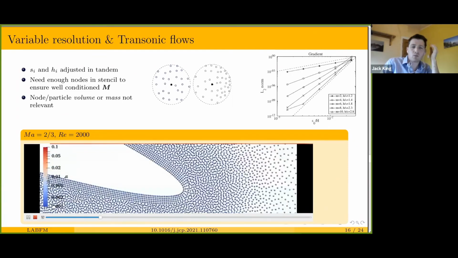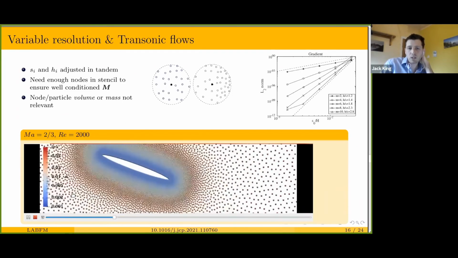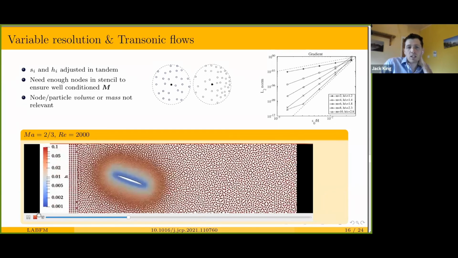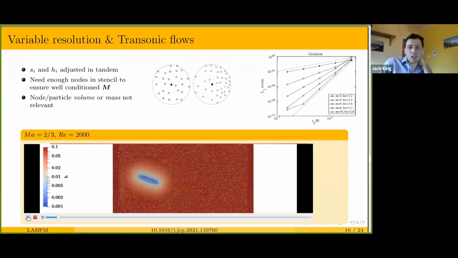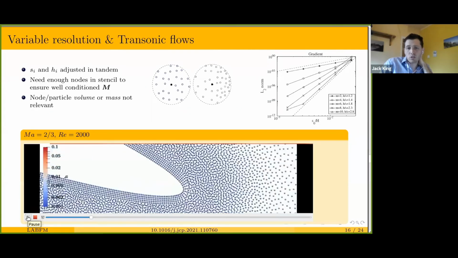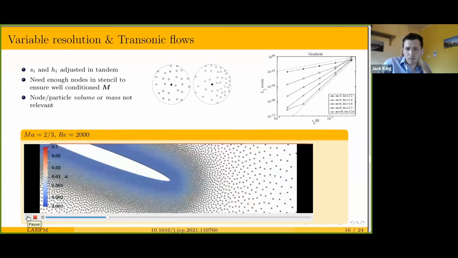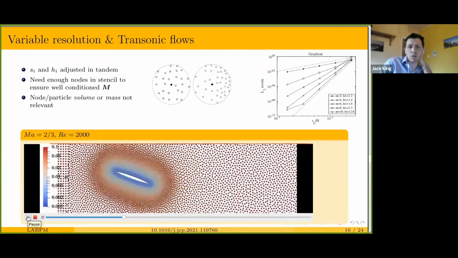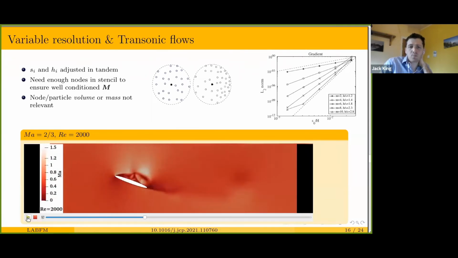So this is flow past an ellipse, and I'll just go back to the start, and you can see that we've got a really quite significant range of resolutions. I think it's by a factor of about 80 over the domain between the smallest and the largest. And really, we don't have to do anything special to handle this change in resolution. We just have to make sure that we adjust the smoothing length H and the node spacing in tandem.